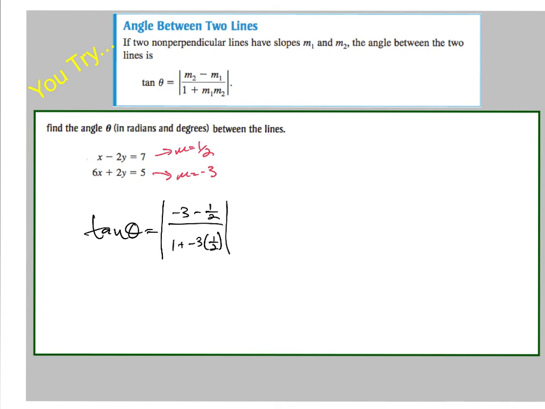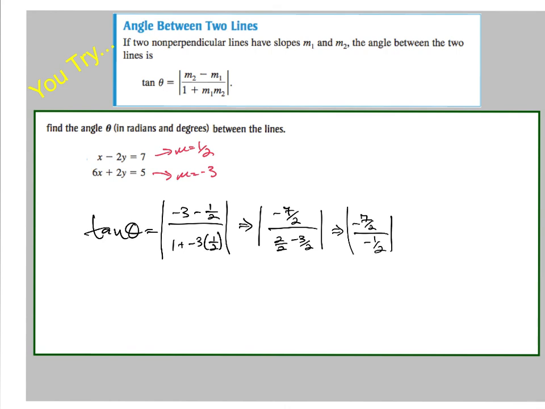So how do I want to think of negative 3? I want to think of that as negative 6 halves. And then minus 1/2 is really negative 7 halves. And then on the bottom I have 1 plus negative 3 times 1/2, which is negative 3 halves. So how do I want to think of this 1 as? 2 over 2. And so now I end up having negative 7 over 2 over negative 1/2.